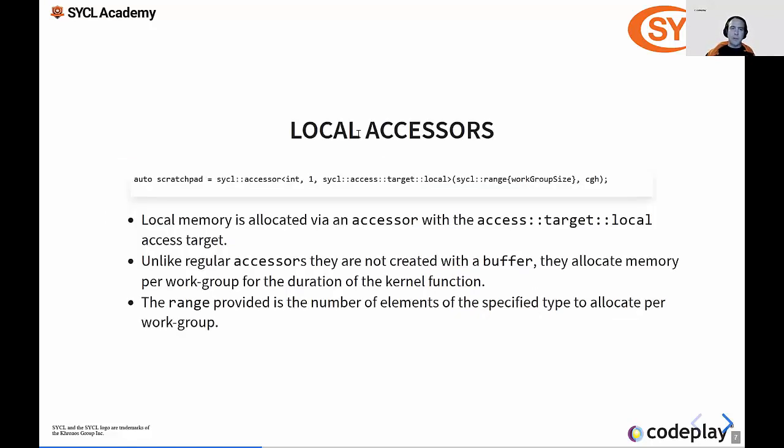For this, we can create a local accessor. We do this with the local access target, or in SYCL 2020, it's preferable to use the local_accessor data type. You specify a range to it, how large it should be, and usually you want this to match the size of the workgroup, the number of items per dimension for each workgroup, and also the command group handler. So the range is the number of elements that you're going to allocate in local memory.